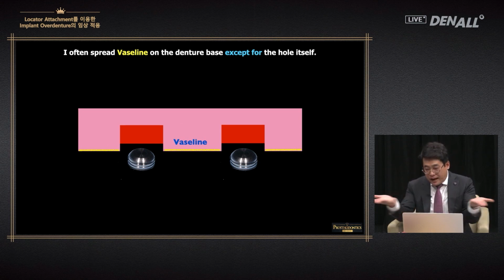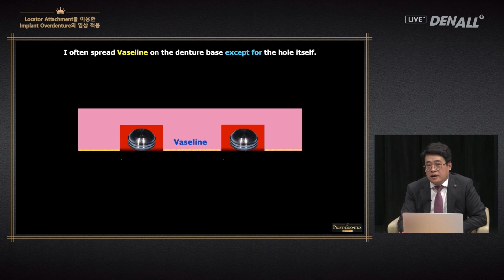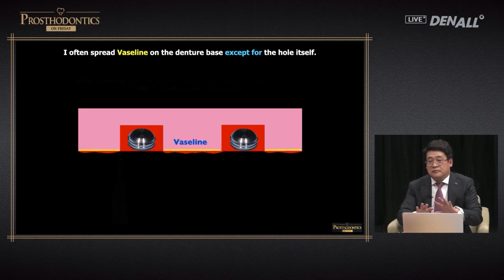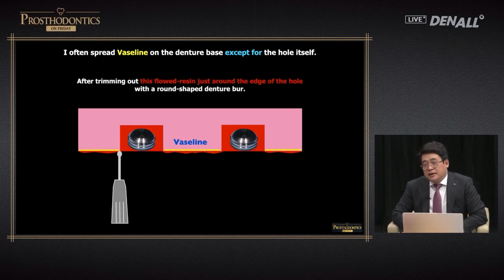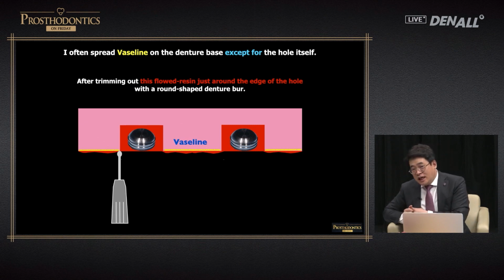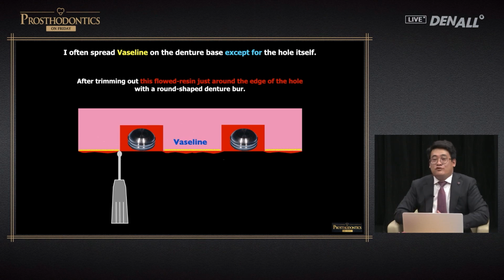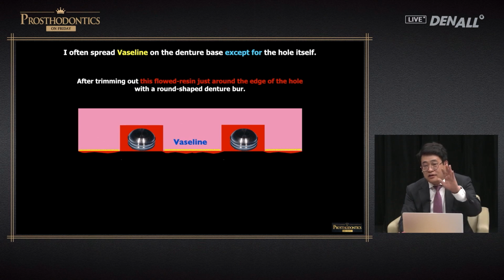Before that, I apply Vaseline on the outside of the denture and not the inside. And if you apply it, it flows in very thin. If you don't use Vaseline, when you use denture burr to remove the excessive resin, you will become unsure whether resin is being removed or the denture base is being removed. Therefore, I do it like this.